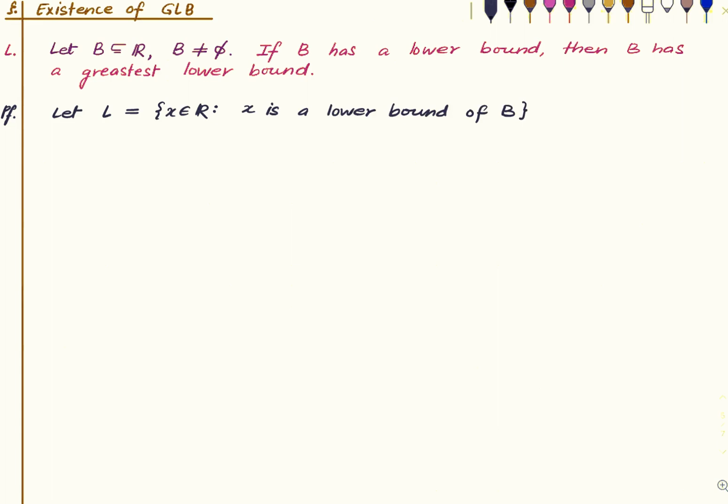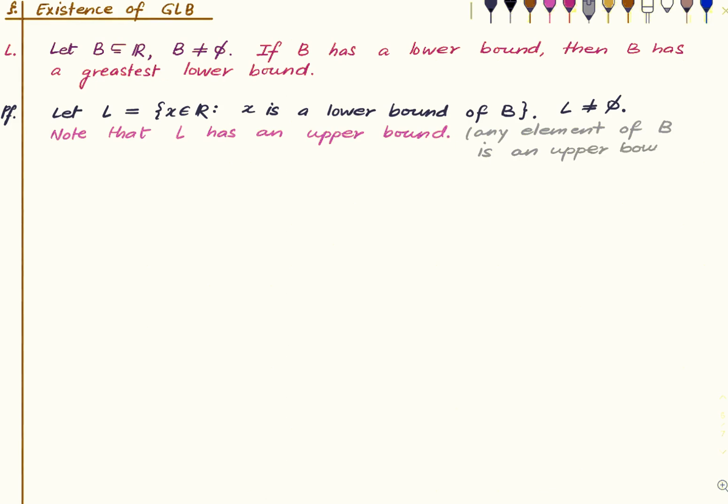And I mean, we could collect this anyway, but the point is, since B has a lower bound, this is a non-empty set. There are things inside it. Okay. Now note that, importantly, L has an upper bound. And this is, of course, not any mystery. Any element of B is an upper bound of L. Just realize that. It's a very, very direct, straightforward statement.